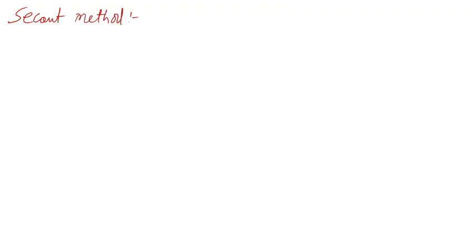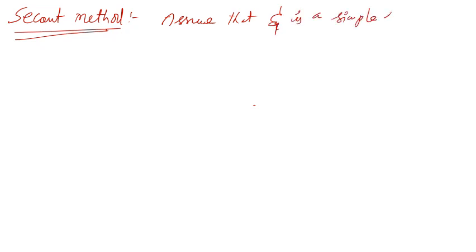Secant method, rate of convergence. First let me write what a secant method is. Assume that xi, the exact root, is a simple root of f of x equal to 0. Simple root means not repeated.